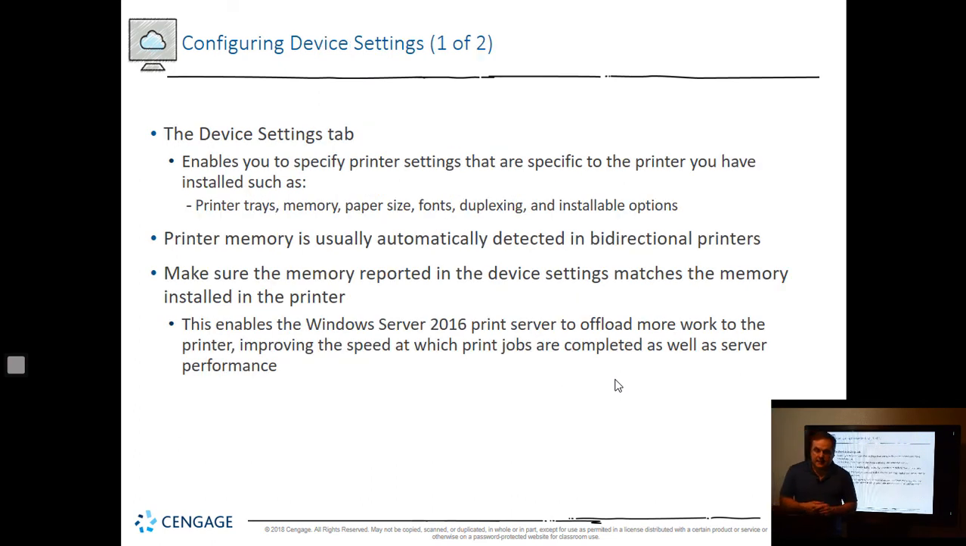The Device Settings tab enables you to specify printer settings that are specific to the printer you have installed. So if you've put in a certain paper size, a font, maybe that printer has duplexing capabilities, any of those things will show up in the Device Settings tab. If a printer does not have the ability to do certain things like printing color or duplexing, then some of these options will be left off. Also, if you have the wrong driver, then you might see some features left off that should be there. That would be fixed if you got the correct driver.